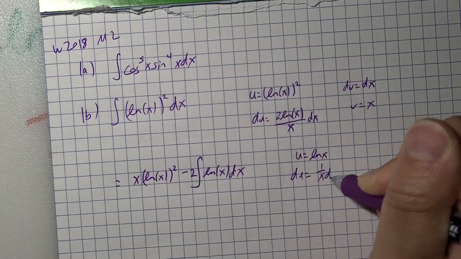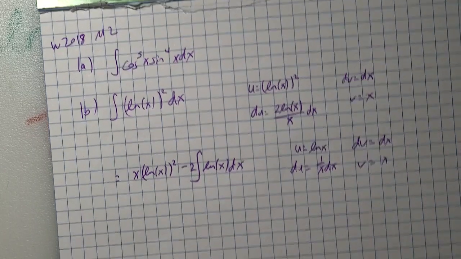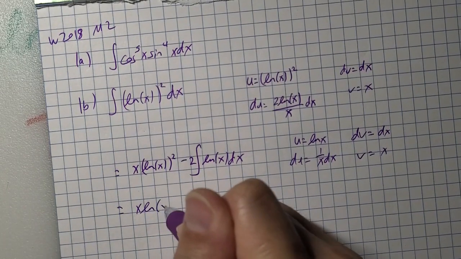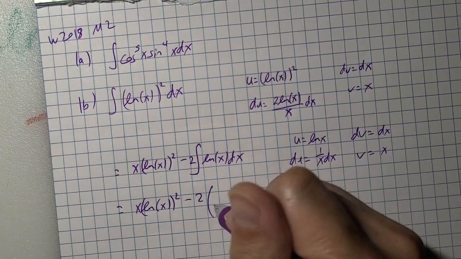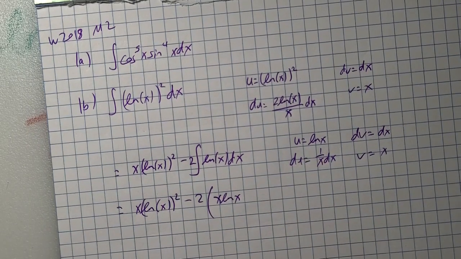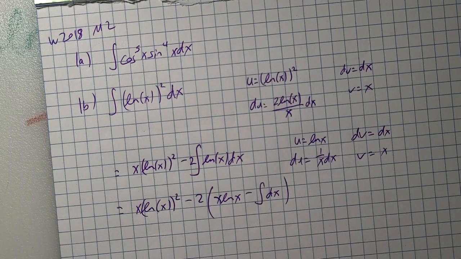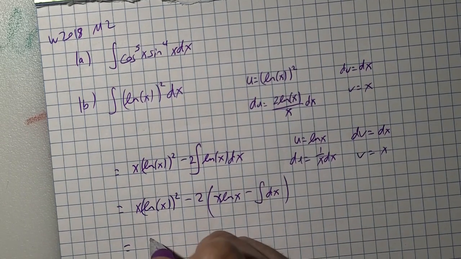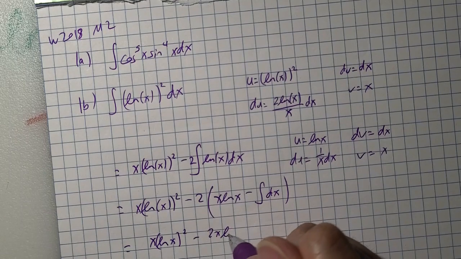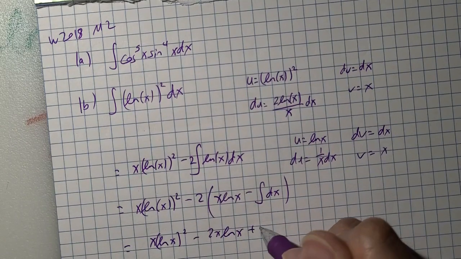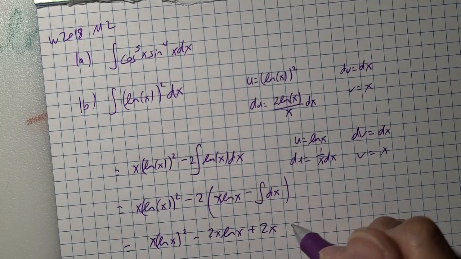Du would be 1 over x dx. dv would just be dx. v is equal to x. So we get x ln of x quantity squared minus 2 times, this would be x ln x minus the integral of dx, because x and 1 over x would cancel. Okay, this is easy. Minus, let's distribute the 2, 2x ln x plus 2x, because the integral of dx is just x, and then we have the 2, plus c.